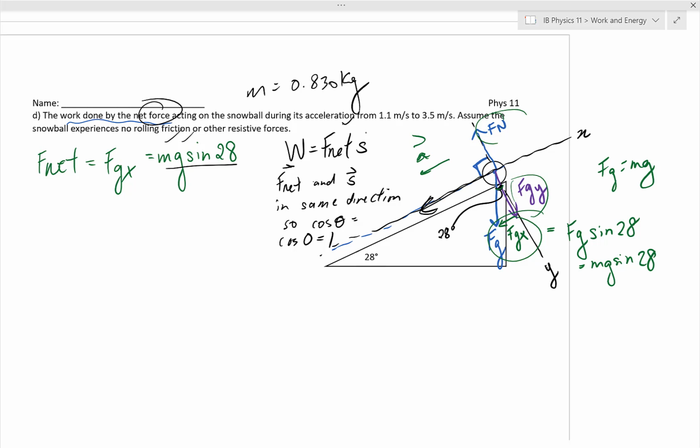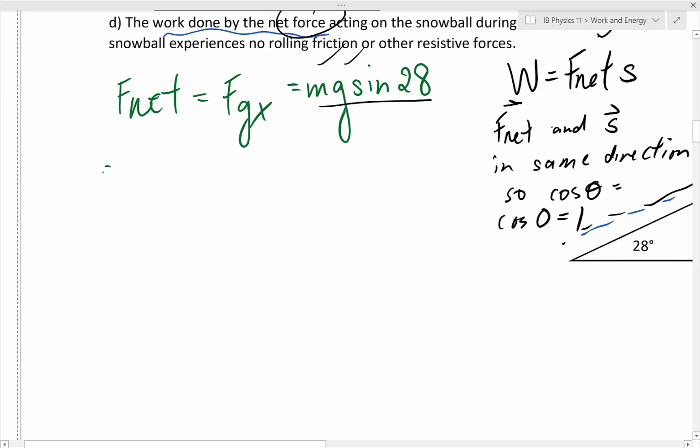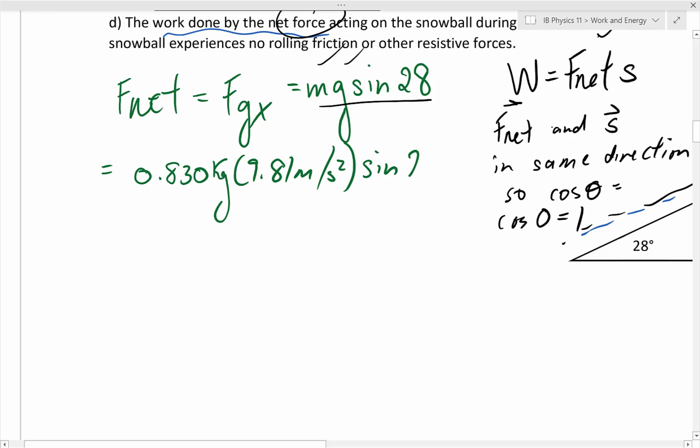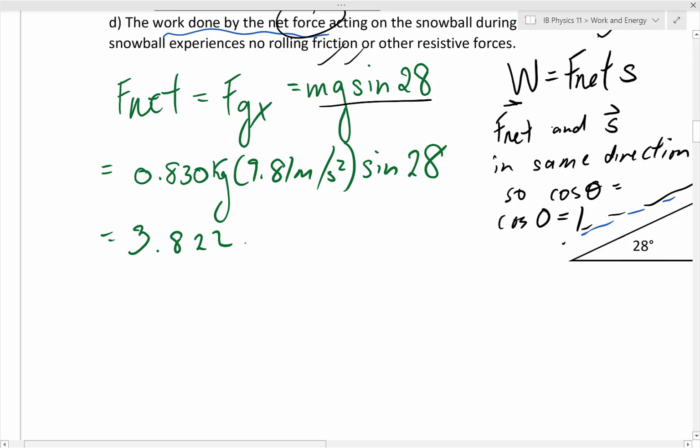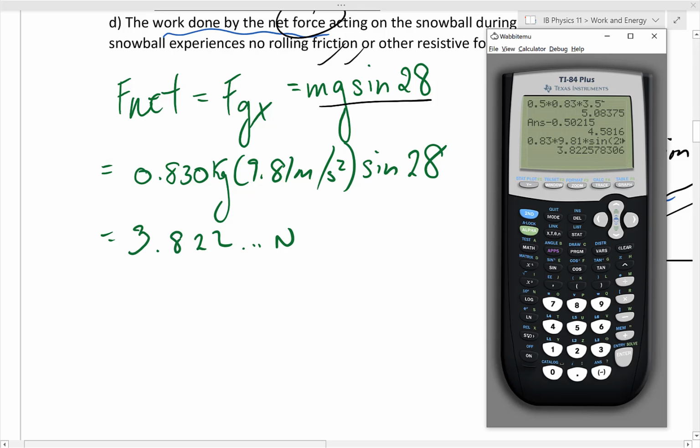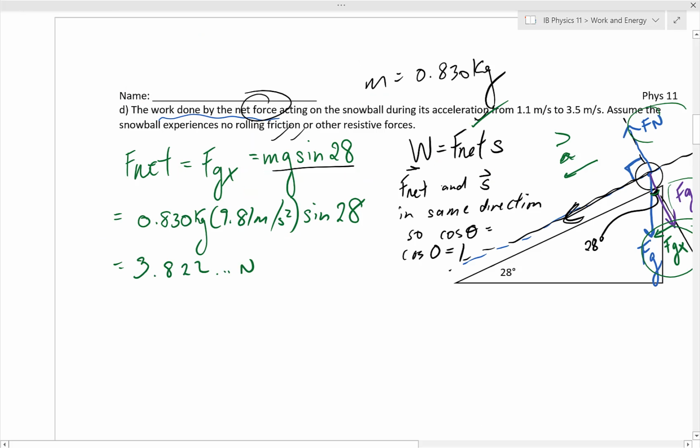Let's calculate Fnet first, so we have that value. Mass times gravity, 9.81 meters per second squared, and sine 28. That gives us 3.822 newtons, which will need all its digits. So we have Fnet. Now we need S, or displacement.